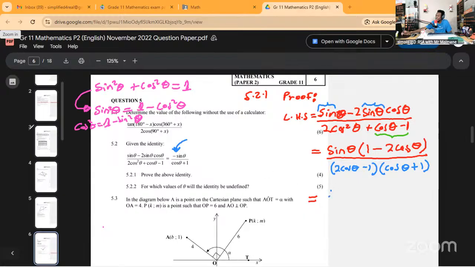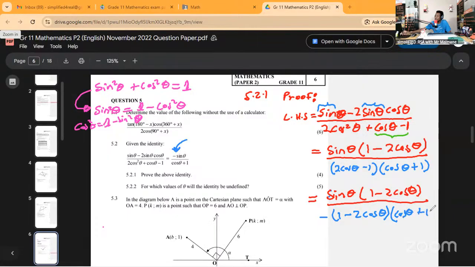So I'm going to say we then have sine of theta into 1 minus 2 cos of theta all over, and then I'm going to take out the negative out there. When I take out the negative, it will be minus 1 minus 2 cos theta, and then the other part, cos theta plus 1, the factorized part. Aha. We have cooked our meal, because this will now get rid of that one.